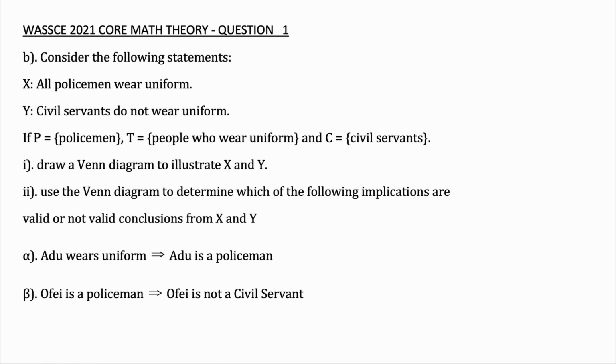II. Use the Venn diagram to determine which of the following implications are valid or not valid conclusions from X and Y. Alpha. Edu wears uniform implies that Edu is a policeman. Beta. Ofe is a policeman implies that Ofe is not a civil servant. So let's begin with our solution for question 1b.